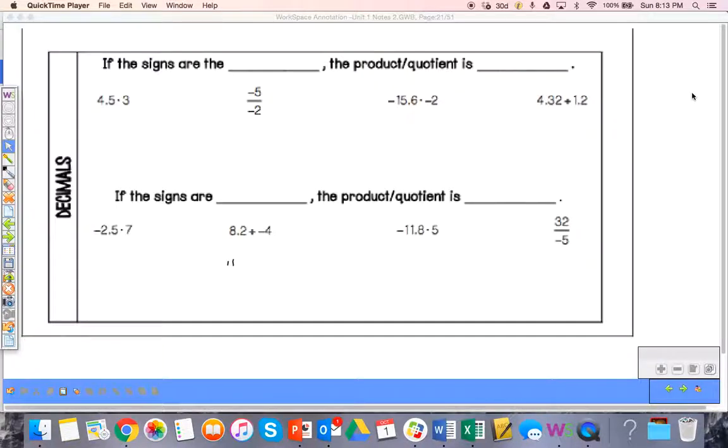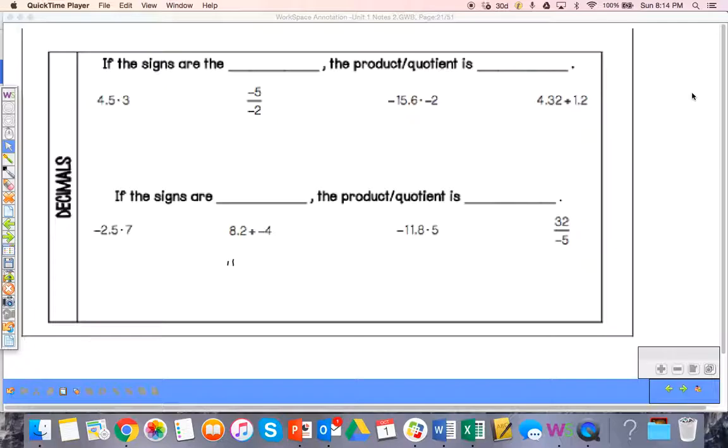Okay, so today we are going to talk about multiplying and dividing rational numbers. This is on page 23 of your notes. So we're going to start down. I know there are a few boxes above this, but we're going to skip down to the bottom part and get into this and talk about decimals.